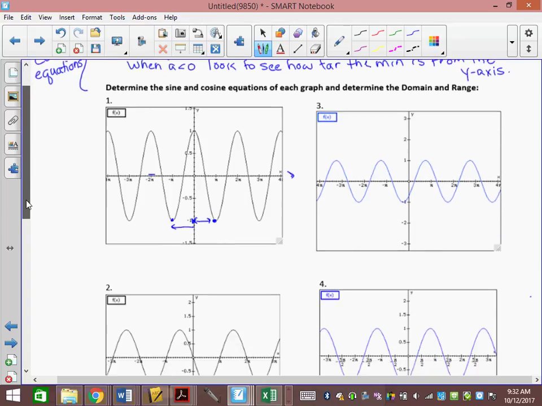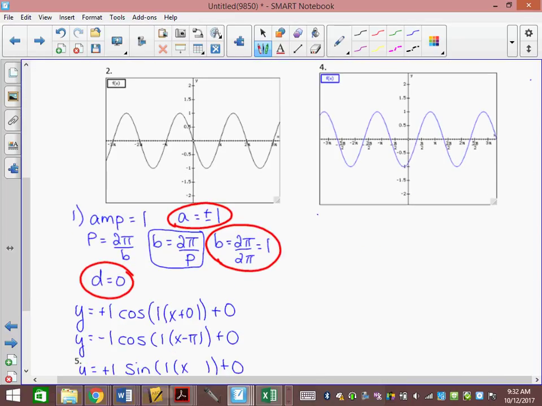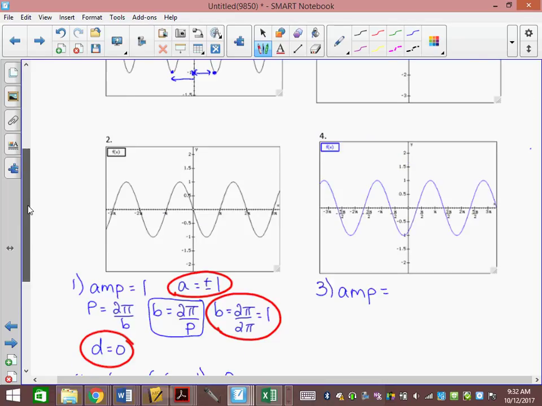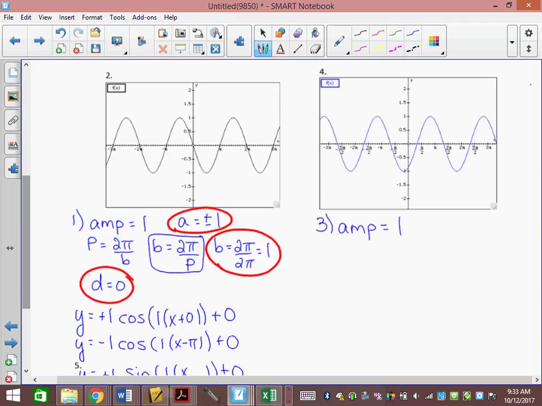Okay. So number 3, what is my amplitude for number 3? What's the distance from the min to the max? 2. So what's half of that? 1. So my amplitude is 1. So my A is equal to plus or minus 1. Some people say, well, how do I know which one to use? Well, if they say when A is less than 0, they're telling you to use negative. Okay?